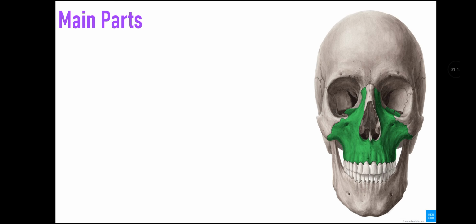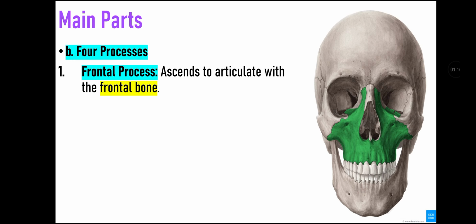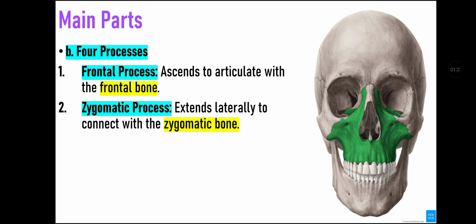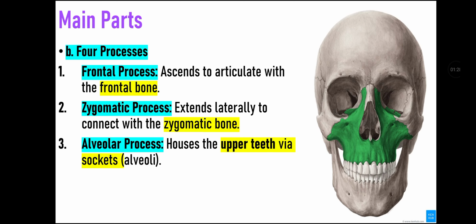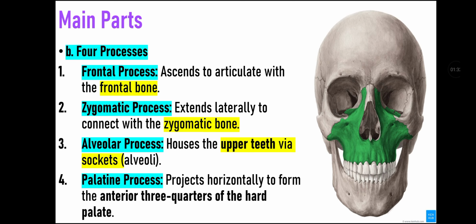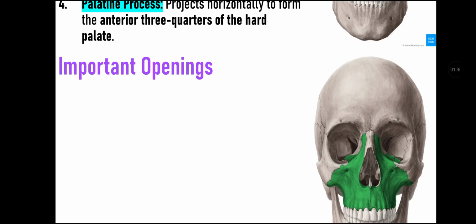Further talking about its main parts, it has four processes. They include the frontal process that articulates with the frontal bone, as you can see here in the diagram. It has the zygomatic process that extends laterally to connect with the zygomatic bone. It has the alveolar process that houses the upper teeth through the sockets, and the palatine process that projects horizontally to form the anterior three quarters of the hard palate.